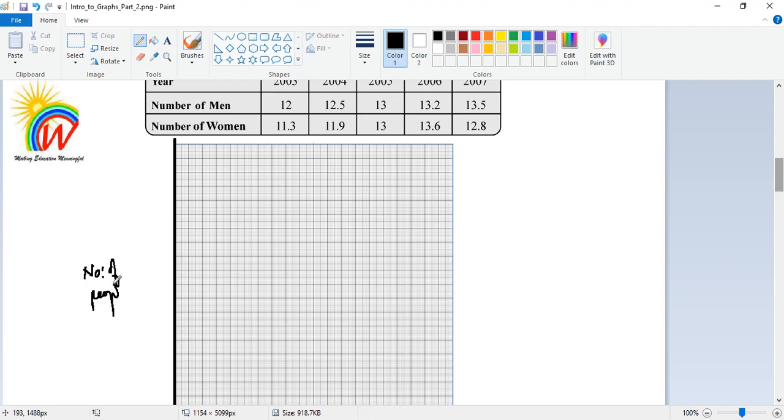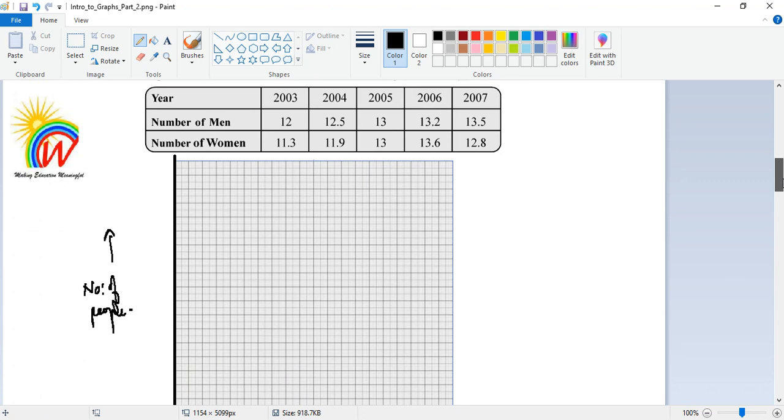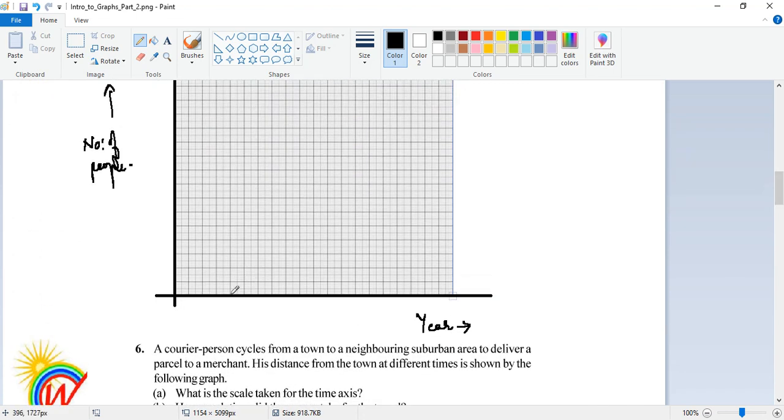Now let's mark the coordinates first. Year is 2003 to 2007. As usual I can take double spacing. So 2003, 2004, 2005, 2006, and this one is 2007.